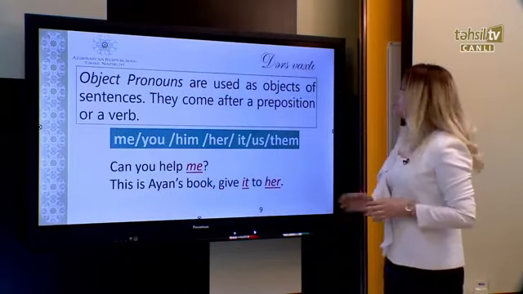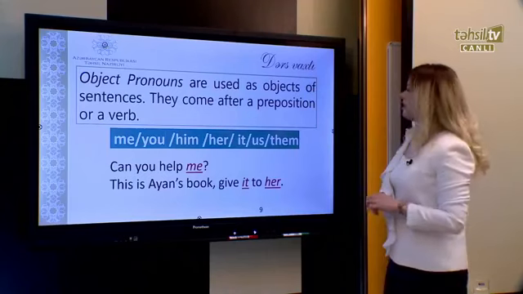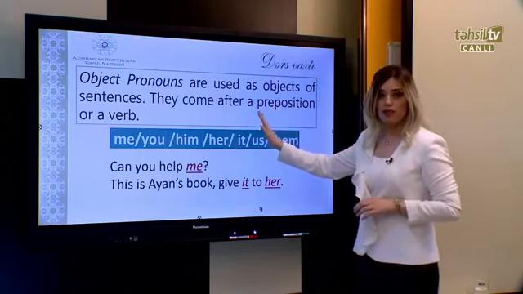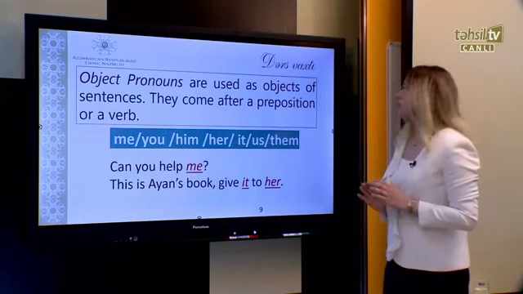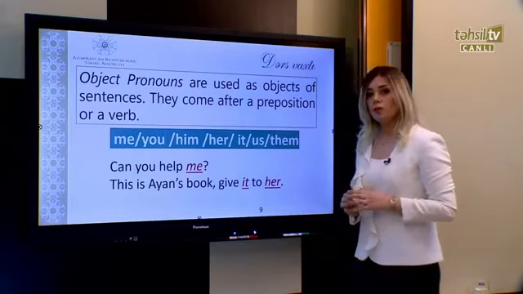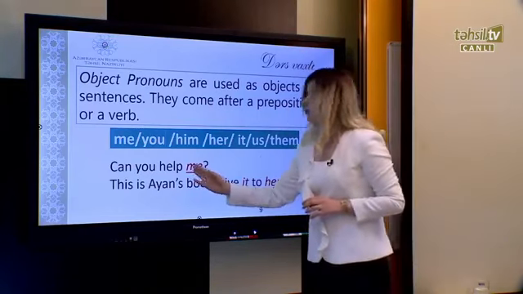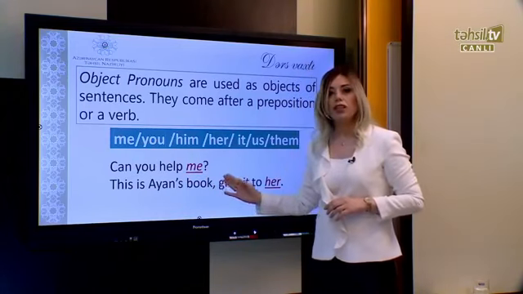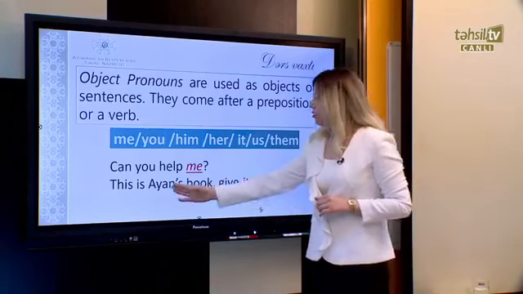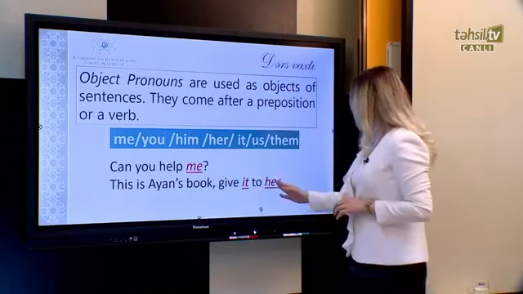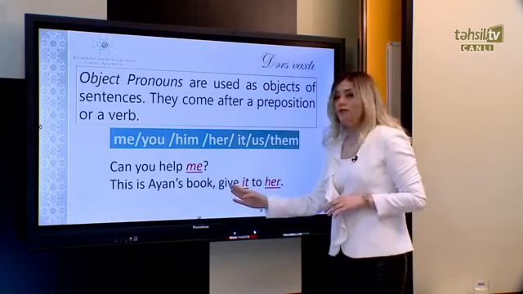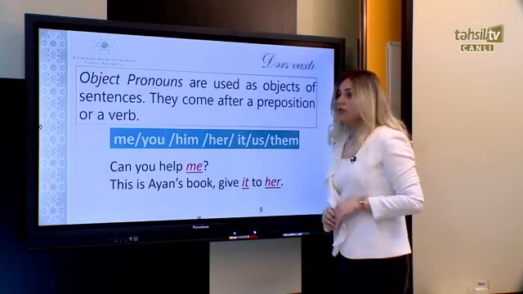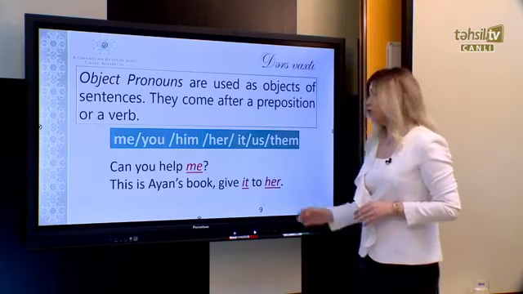Object pronouns are used as objects of sentences. They come after a preposition or a verb. Remember this rule, dear students. Object pronouns always come after a preposition or a verb, as in these examples. Can you help me? Help is a verb. So after it we say, can you help me? Not, can you help I? Or this is Ayan's book, give it to her. So here, give is a verb, and after the verb we use an object pronoun, and to is a preposition, and again after the preposition we use an object pronoun.